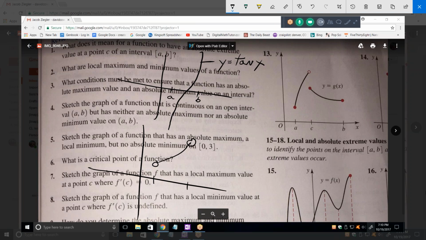also works. In other words, I cannot say what the absolute minimum here is, because it certainly isn't A, because we just approach A. We never are at A. So we don't know what value we would put on it if we were to say that's an absolute minimum. Same thing with the maximum.